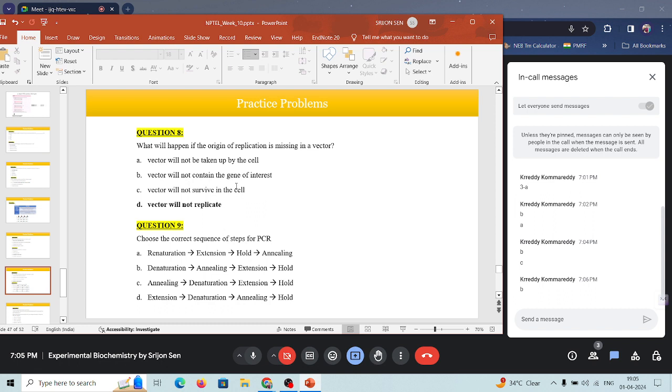Why will it not take the gene of interest? It will definitely take the gene of interest because it is dependent on the restriction sites. It will also be taken up by the cell because the cell is competent enough to take up that particular vector. The vector will also survive in the cell because the antibiotic resistance gene is not missing. What is missing is the origin of replication that will prevent the vector from replicating.